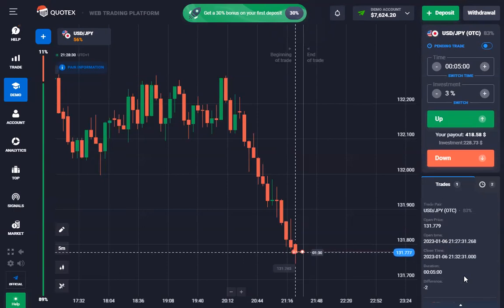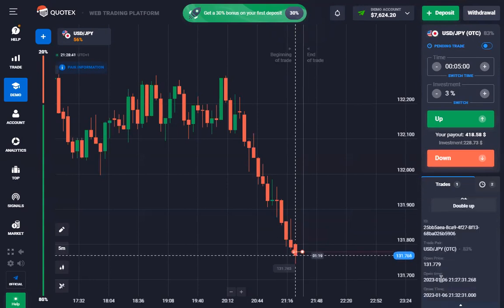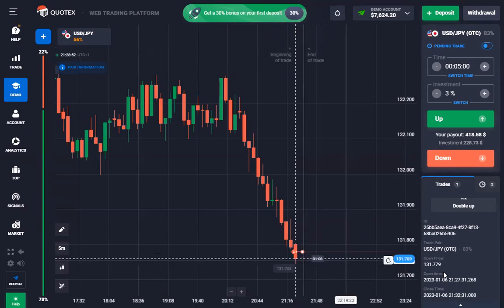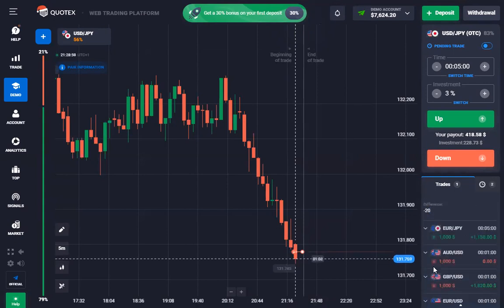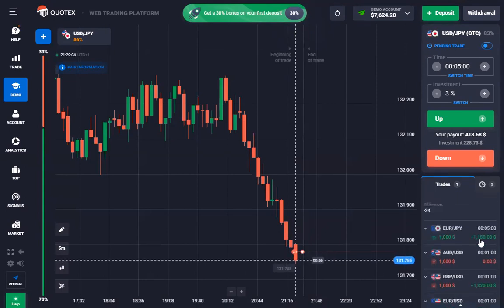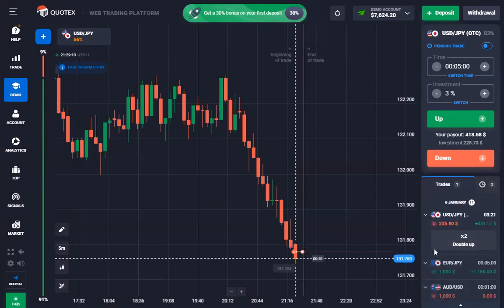It shows you opening time, proposed, yes, opening time, and when it is supposed to close. It's supposed to close at 21:32 because it's a 5-minute trade. Okay, and it shows you the opening price right there. These are trades I have done prior when I was testing the platform just today. Okay, so you can see the history.